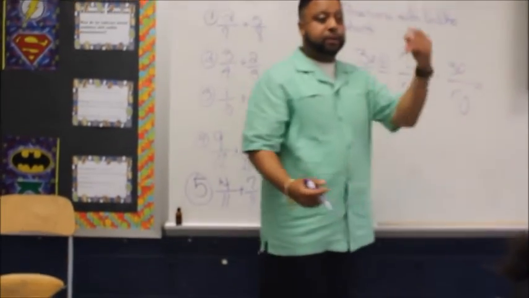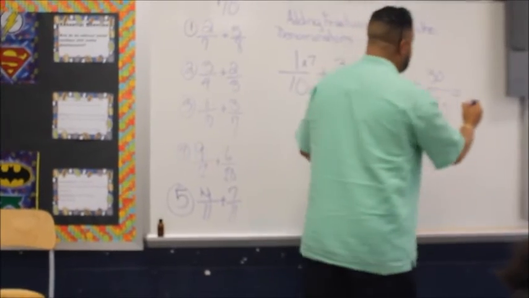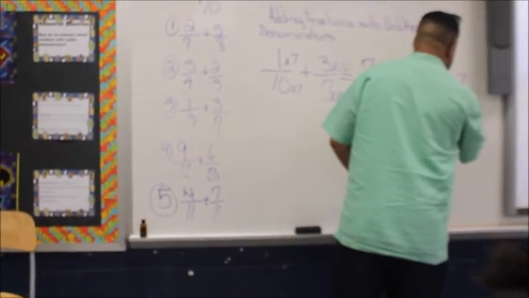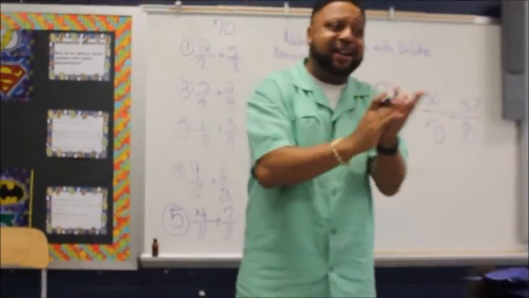Now all I have to do is add it up. 30 plus 7, what is it? 37 over 70. Good job. Clap it up one time.